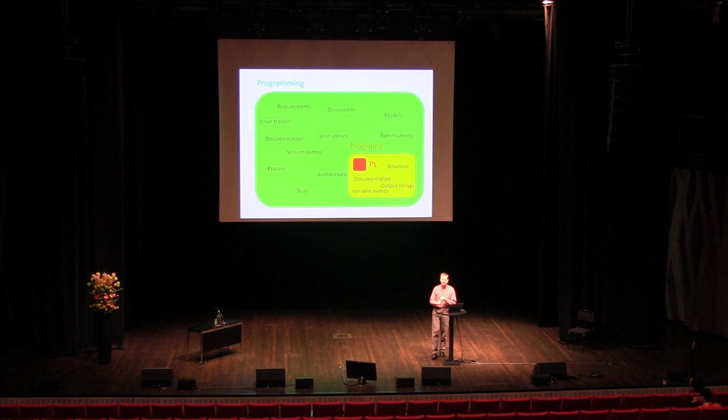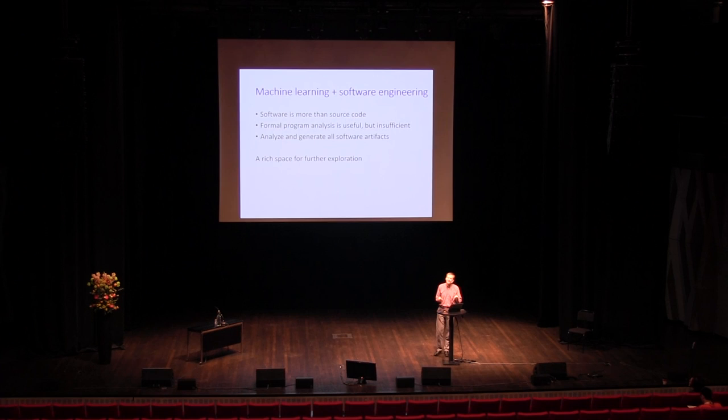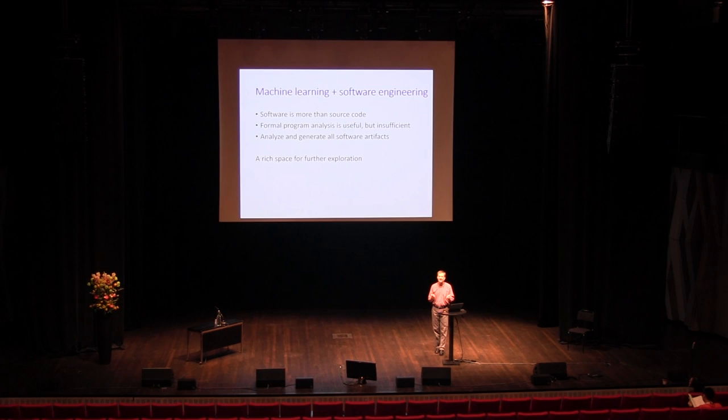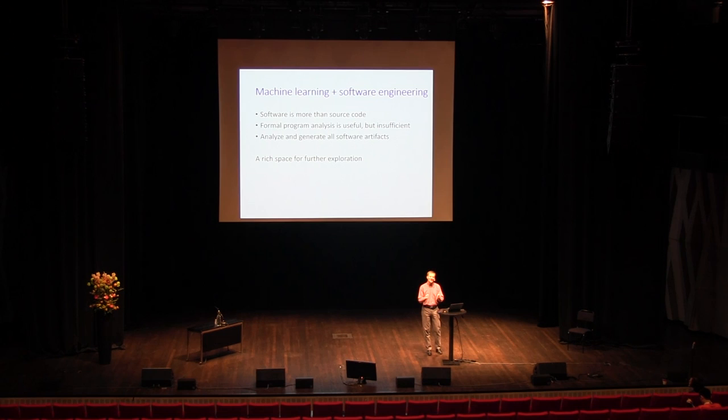And so what I want you to take away from this is that software is a lot more than just source code. And formal program analysis is exciting, and I love to do it, but it's not enough. It's not solving all the problems that programmers have today. What we should be doing is not just writing systems that analyze ASTs or generate ASTs. We should be writing systems that analyze programs or generate programs. And that means the whole program, everything about it.